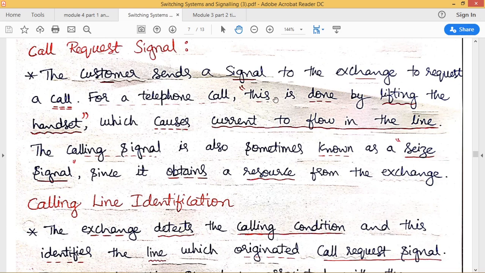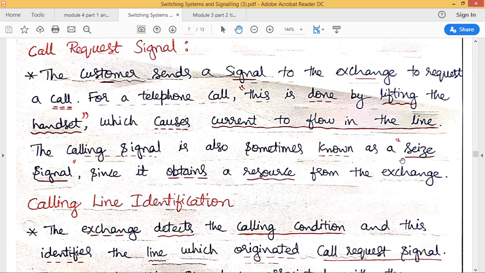For a telephone call, this is done by lifting the handset. Just in order to send a call request signal, a subscriber should lift the handset. That is enough. And this causes a current to flow in the line, and that will be detected by the exchange. So the calling signal is also sometimes known as a seize signal. Whatever the call request signal, sometimes it is also called a calling signal, and we call this type of signal a seize signal.